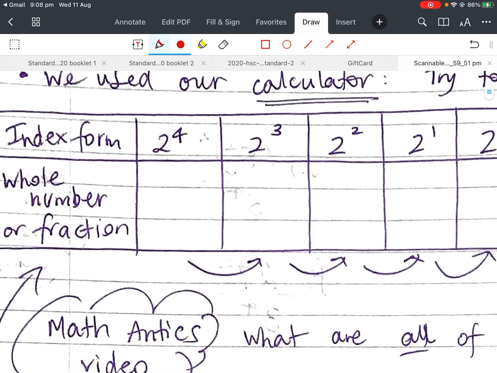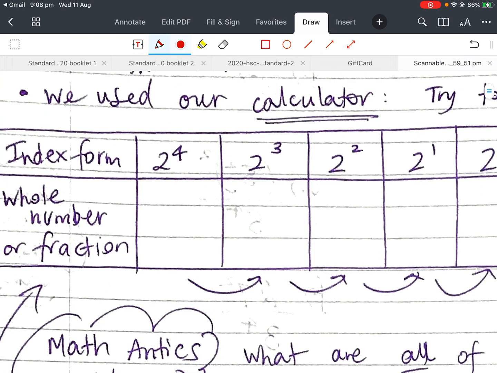Last year I got you to fill out a table like this, so I'm going to get you to grab your calculator, pause the video and try and put these in your calculator. For example, 2 to the power of 4 equals 16. 2 to the power of 3, the power key on my calculator is an X with a little box in the top right corner. You might have X with a Y in the top right corner if you're using a Sharp. 2 to the power of 3 gives me 8.